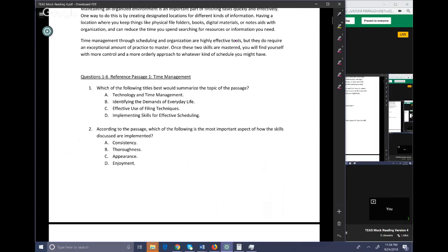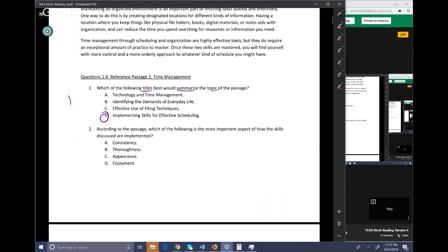All of them, as long as you're using critical strategy, you will be able to answer. Question 1 asks, which of the following titles would best summarize the topic of the passage? So you have 3 keywords: title, summarize, and topic. I guess you'd say that's from reading 1 because it's really kind of asking like the topic or the main idea, even though it's a little bit of a blend of all 3. There's not a great perfect answer to this. By far the best one is D, which is implementing skills for effective scheduling.